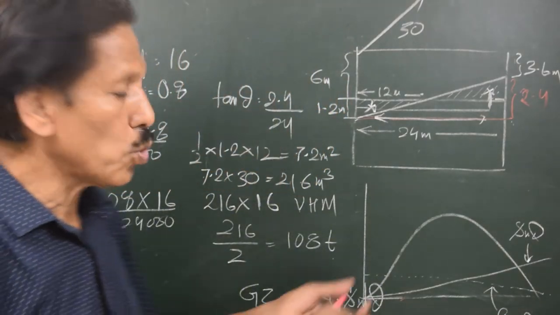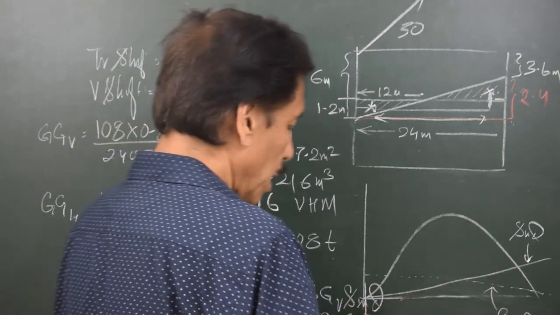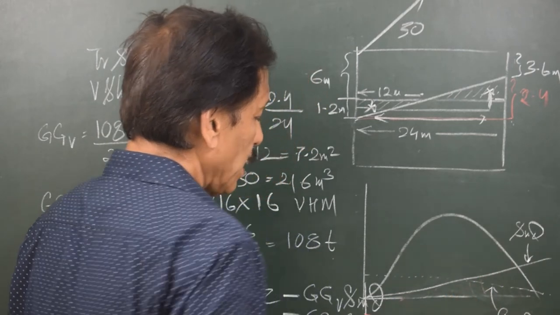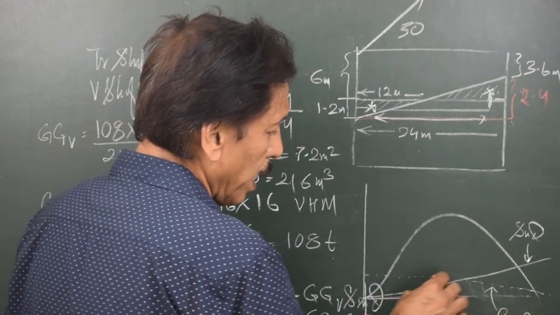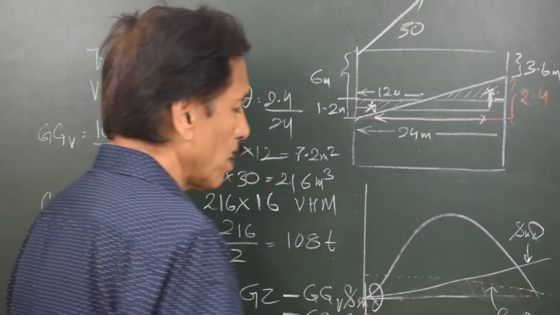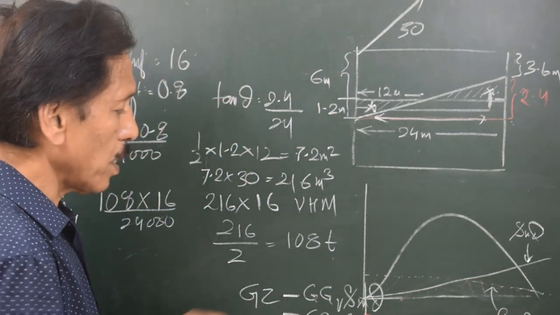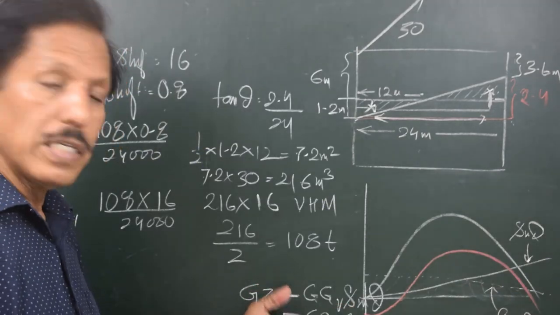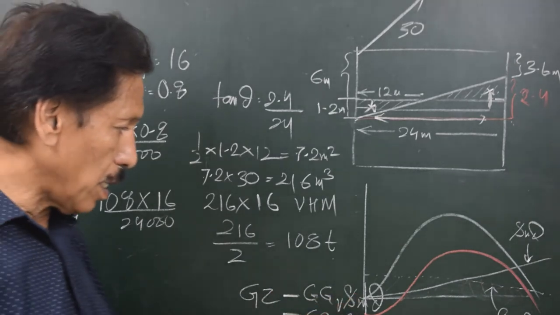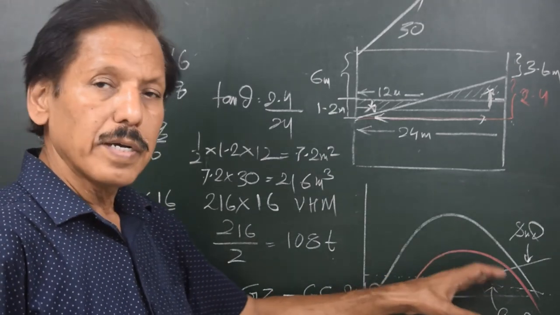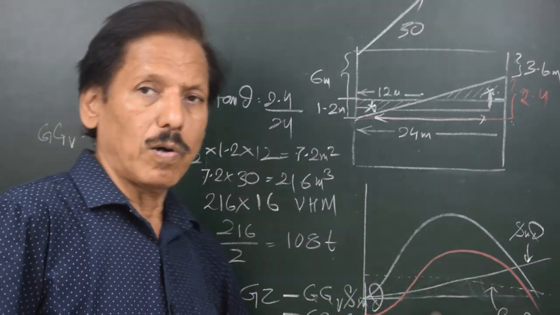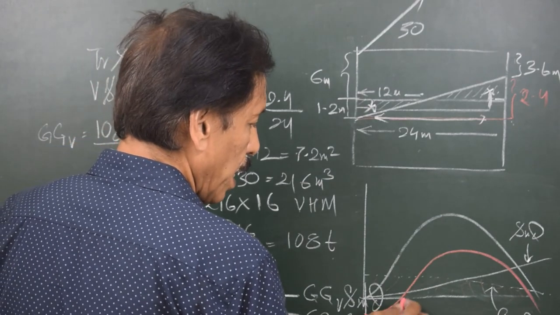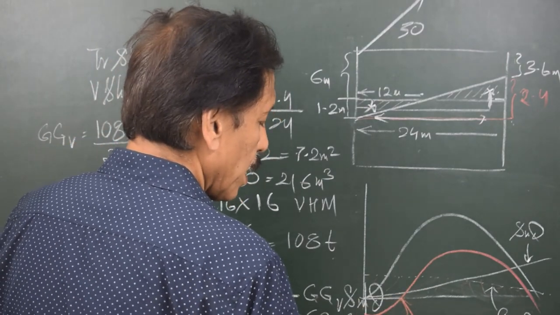When we apply these two curves, GG_V sin theta will be cutting off this area of the GZ curve, and GG_H cos theta will be cutting off this area of the righting lever curve. Eventually, when we subtract these two things from the original GZ curve, the final curve might look like this, right? Where the vertical size and horizontal size is modified and the curve comes from a negative side, and this particular angle indicates the list.